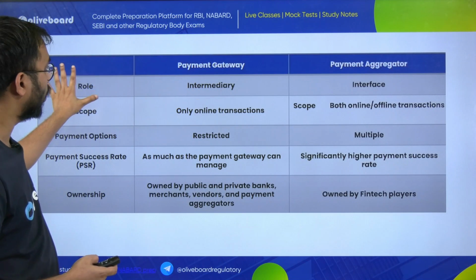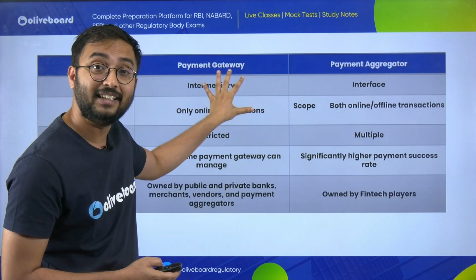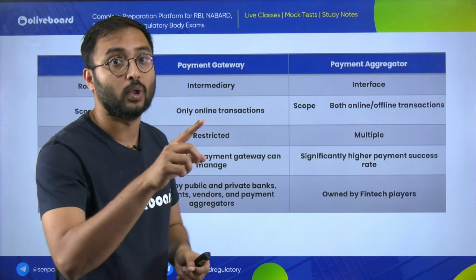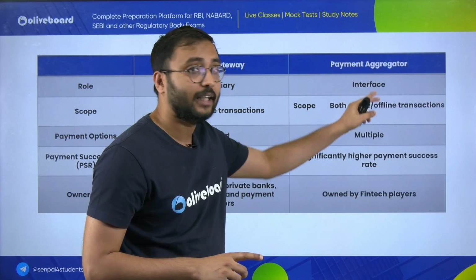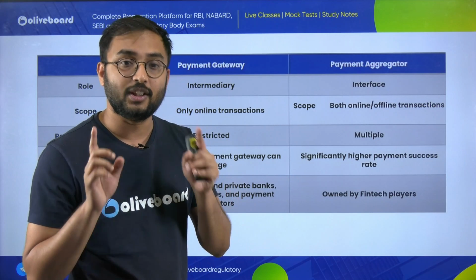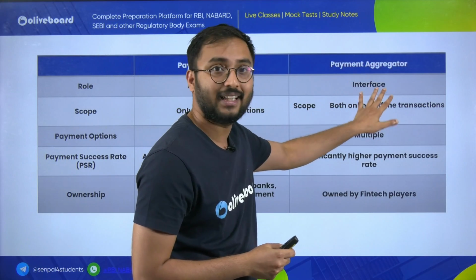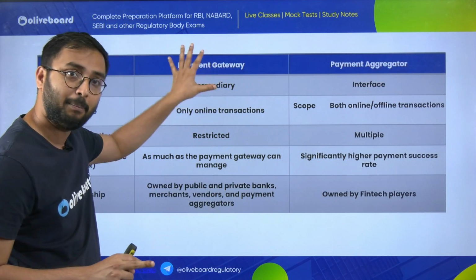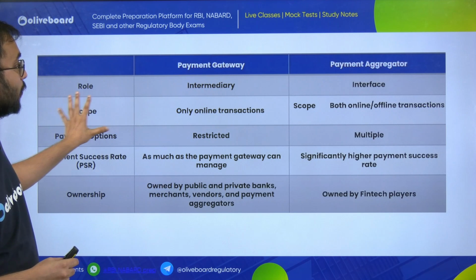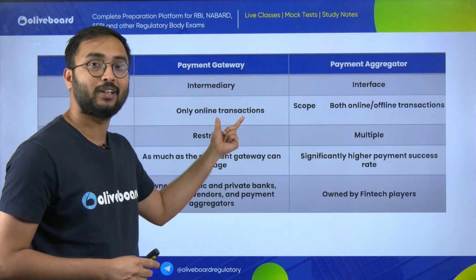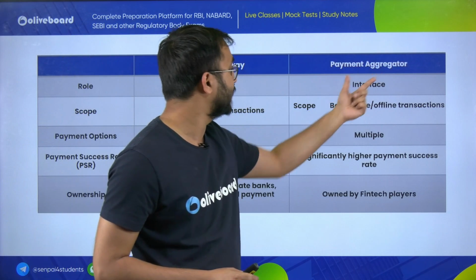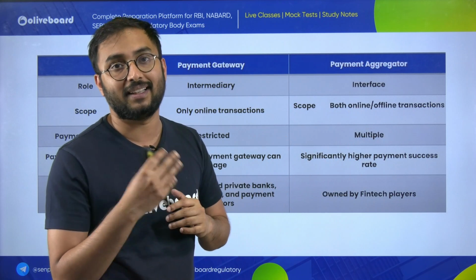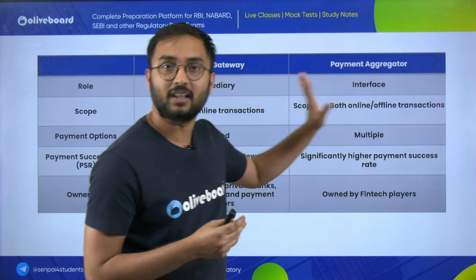For a payment gateway, the role is that of an intermediary. It is an intermediary responsible for all the online transactions from one account to another, whereas a payment aggregator is not an intermediary. It is just an interface. It is not responsible for the transfer of payment. That would be done by payment gateways. As for scope, a payment gateway is responsible for only online transactions, whereas for a payment aggregator, the scope covers both online as well as offline transactions. That means you can do COD also here.